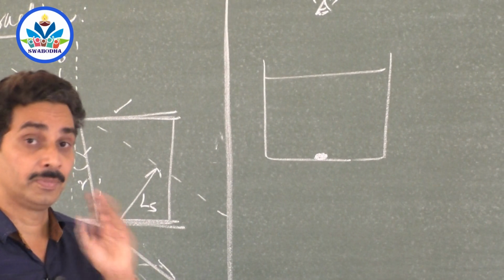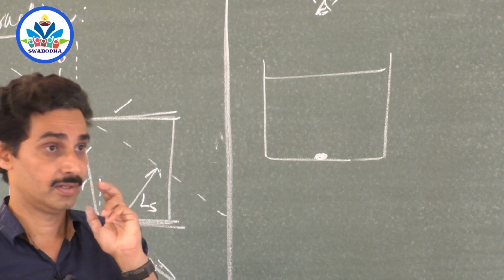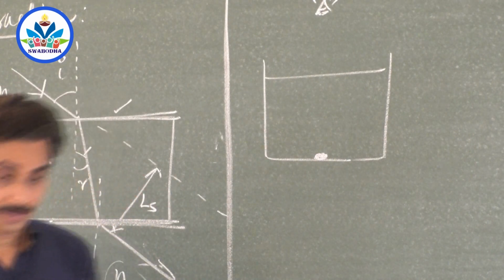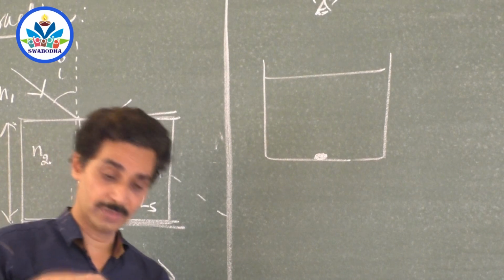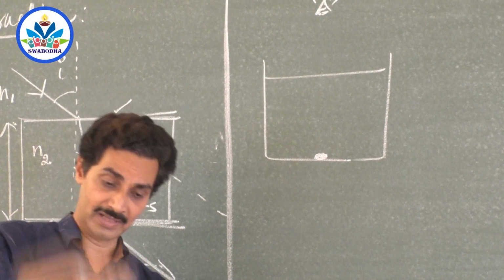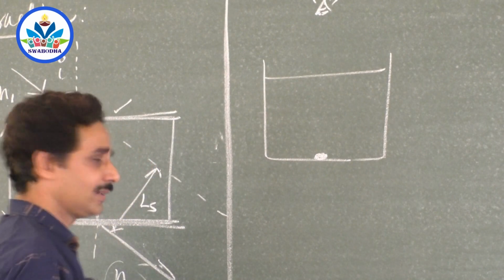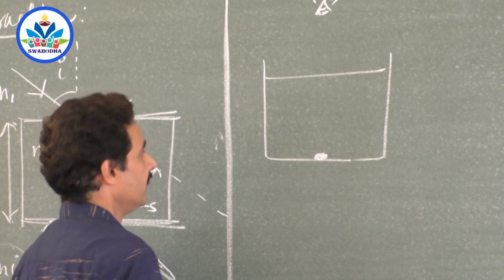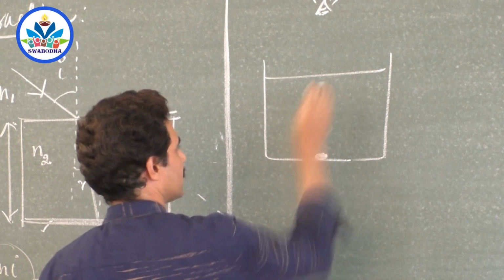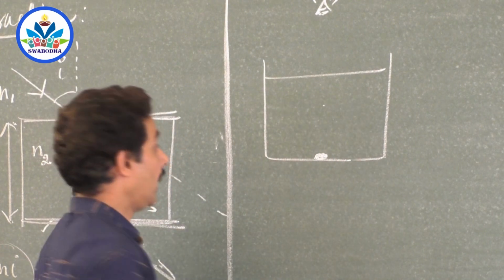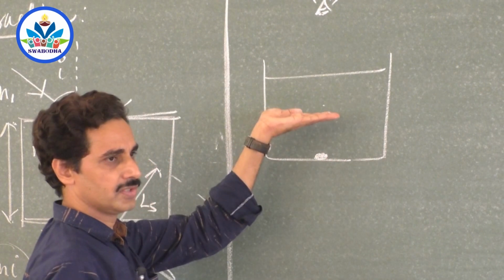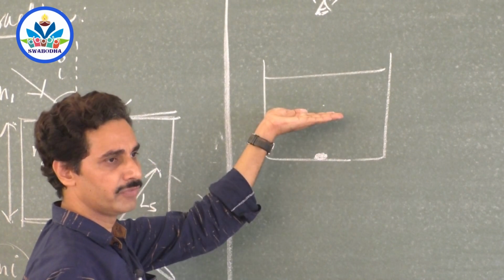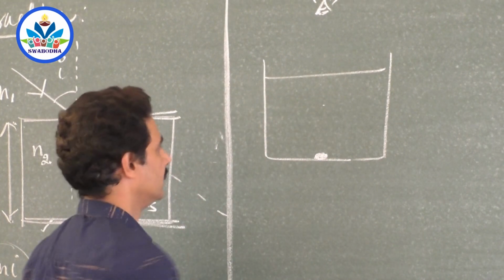So the bird should be very intelligent to catch the fish, because the fish will not be seen at the same place where it is. But it has a natural instinct how to catch the fish. Now, where this coin appears to be: the apparent shift in the position of an object kept in one medium, viewed normally from the other medium, is called normal shift.